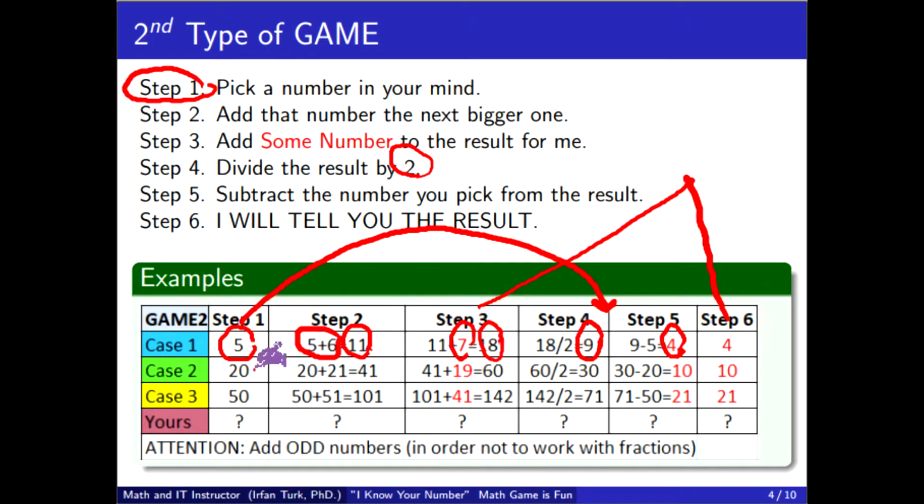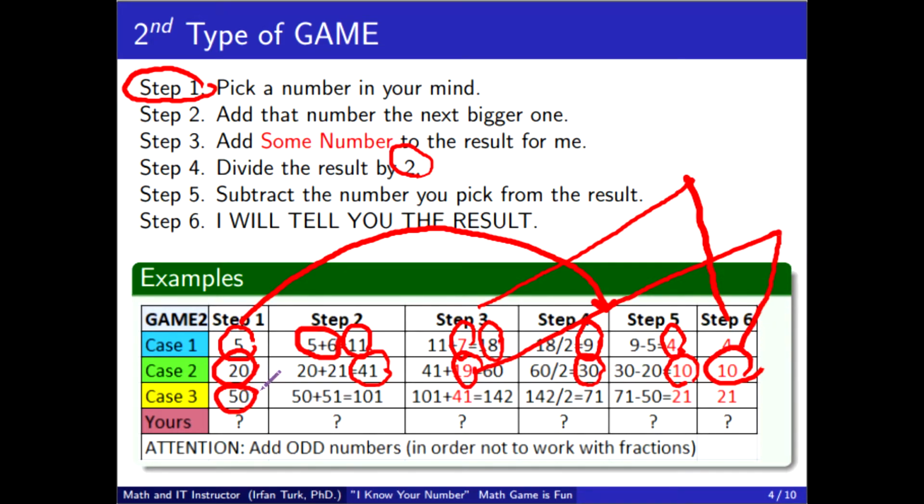And there is the second case. If a person holds 20 in his or her mind, then after adding the next one, 21, the person is going to get 41. And once you say, okay, add 19 to that number, the total is going to be 60. And once you divide the result by 2, then we're going to have 30. And once you say, okay, subtract the number that you picked at the beginning from that 30, in this case, the result is going to be 10. And you're going to tell the person, okay, I know your number, which is 10. Again, there is a connection between that 19 that you add to the calculation and the final result.